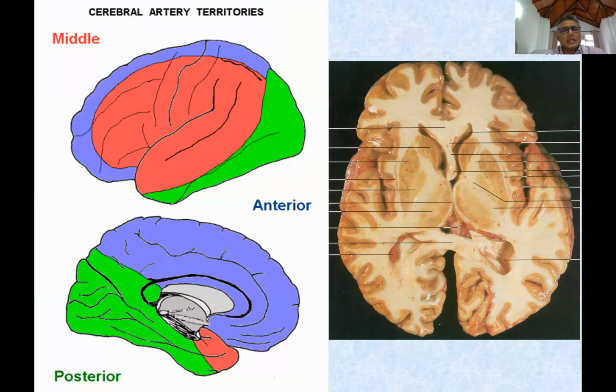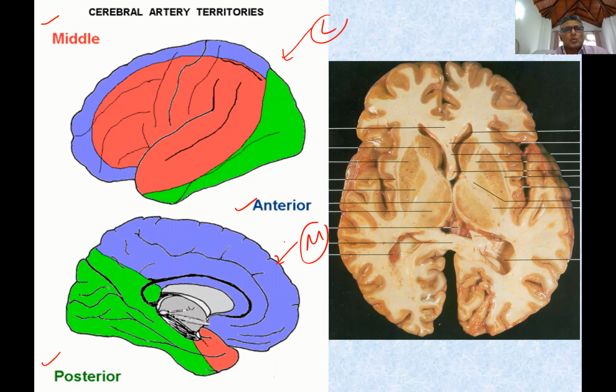Now we will go into the details of blood supply of the brain. Now you have three main arteries. By now you know that from the circle of Willis you get the anterior cerebral, the middle cerebral, and the posterior cerebral arteries. As you can see in this diagram, anterior cerebral is indicated by blue color, the middle cerebral in red color, and the posterior cerebral in green color. Now this shows the lateral aspect, and this shows the medial aspect of the cerebral hemisphere.